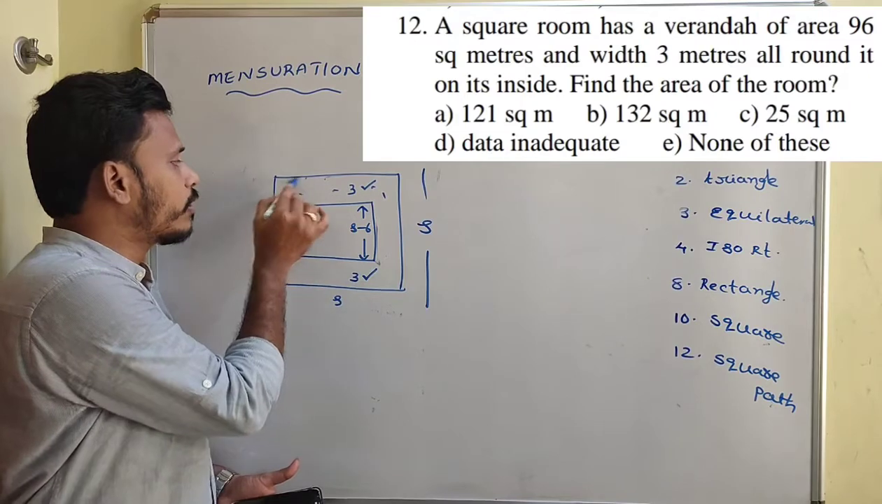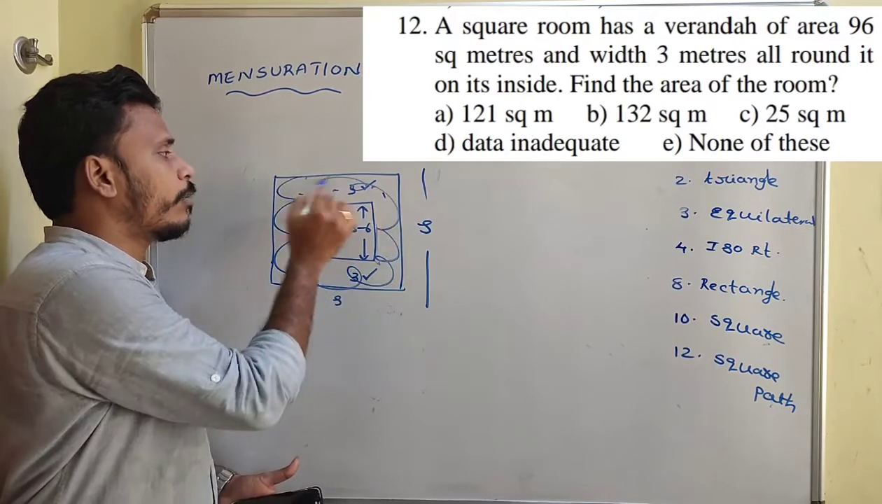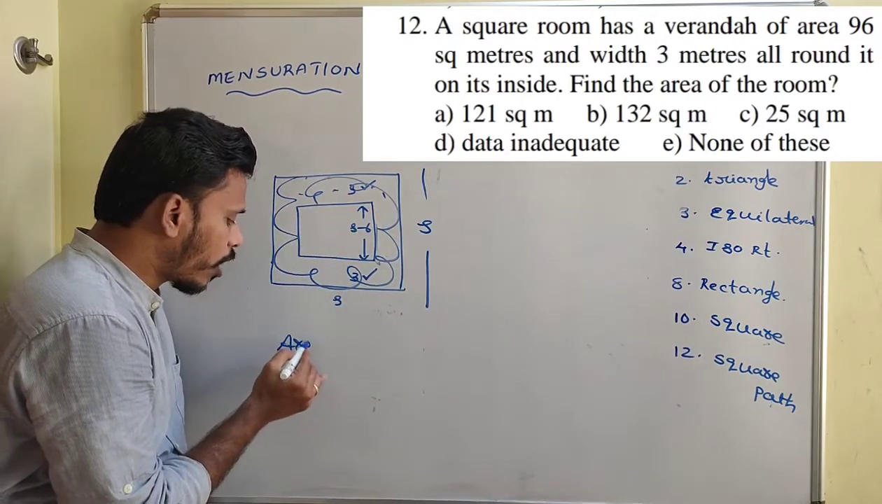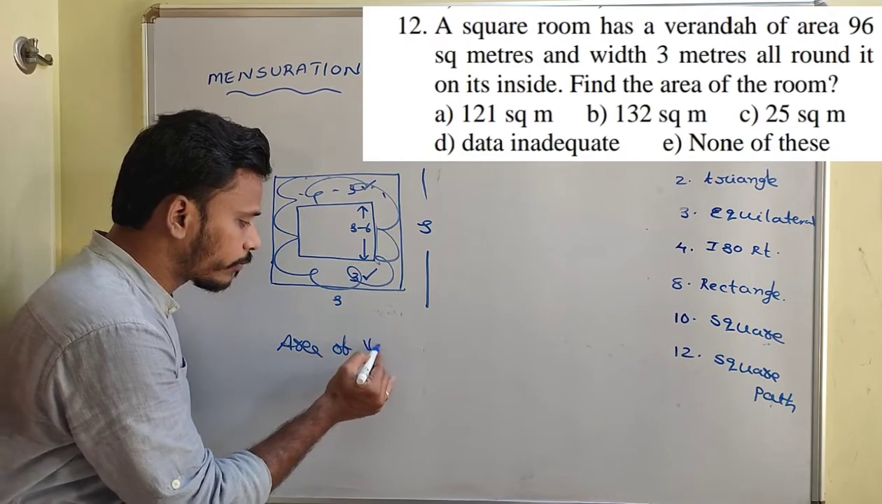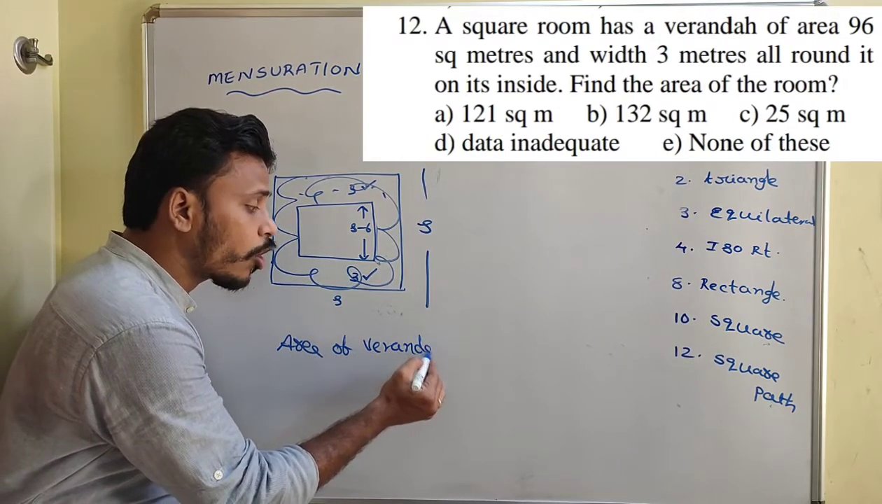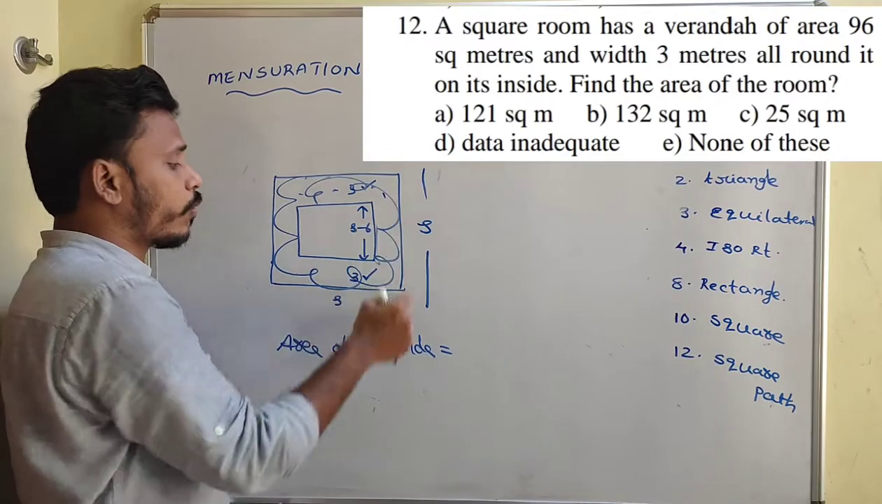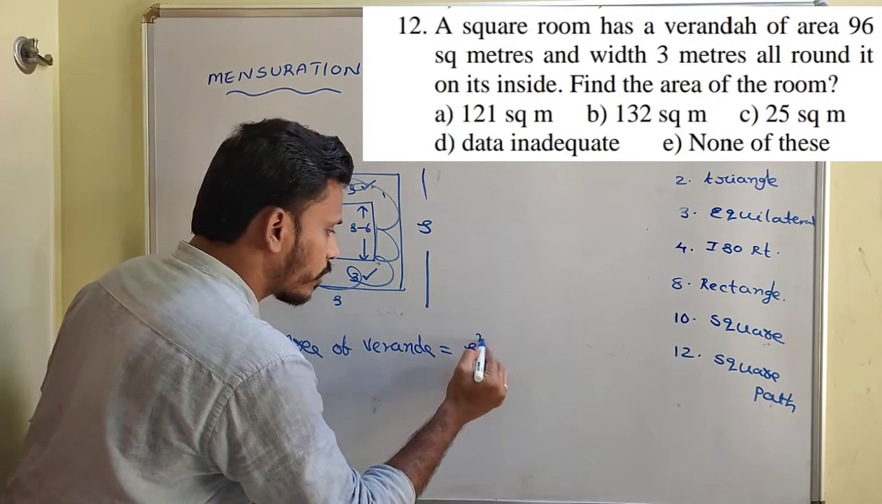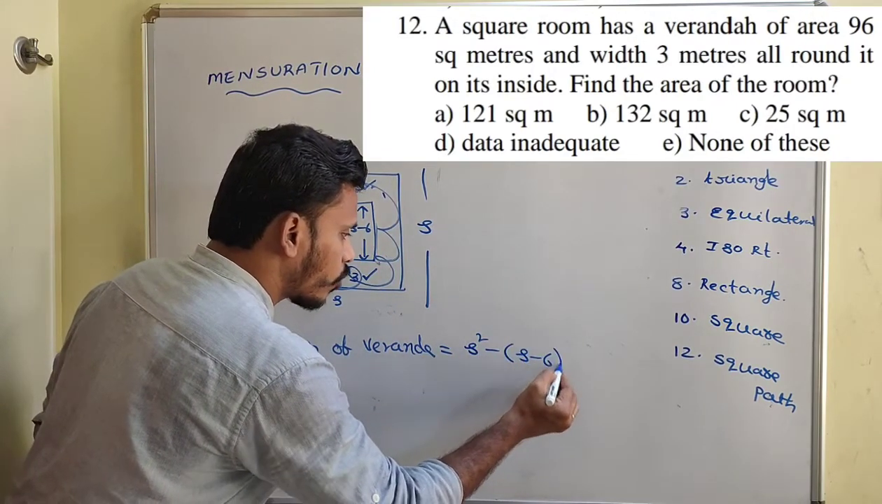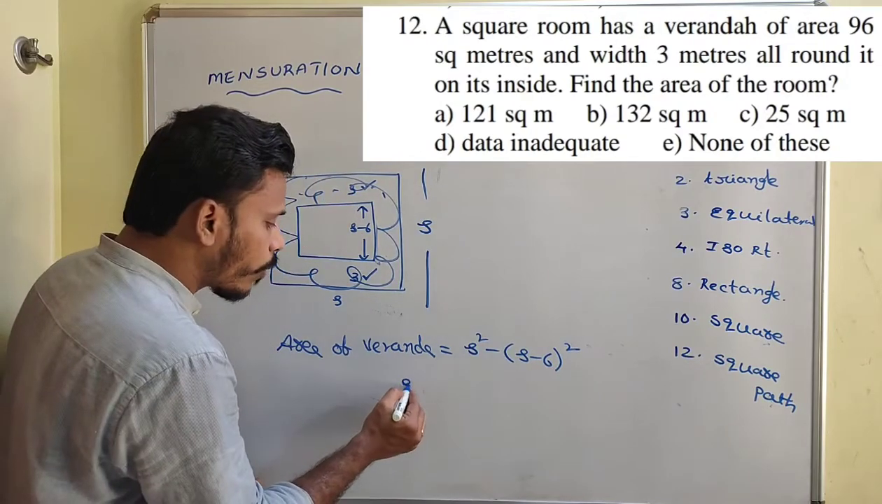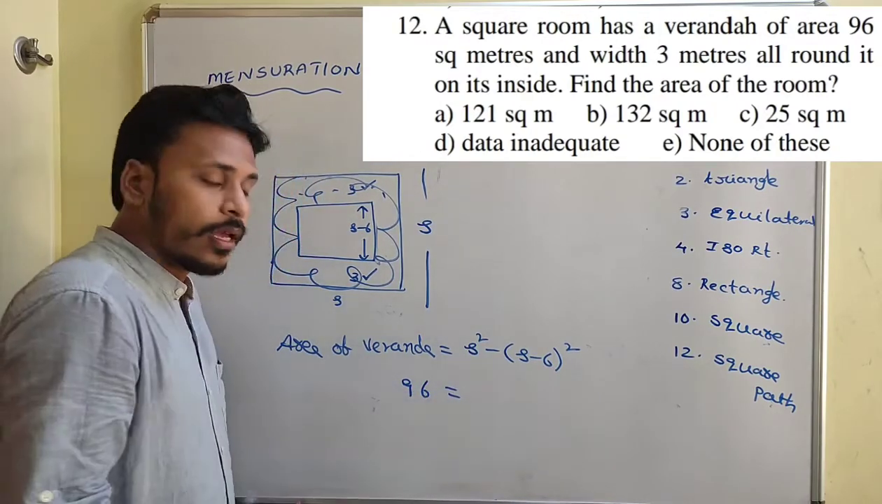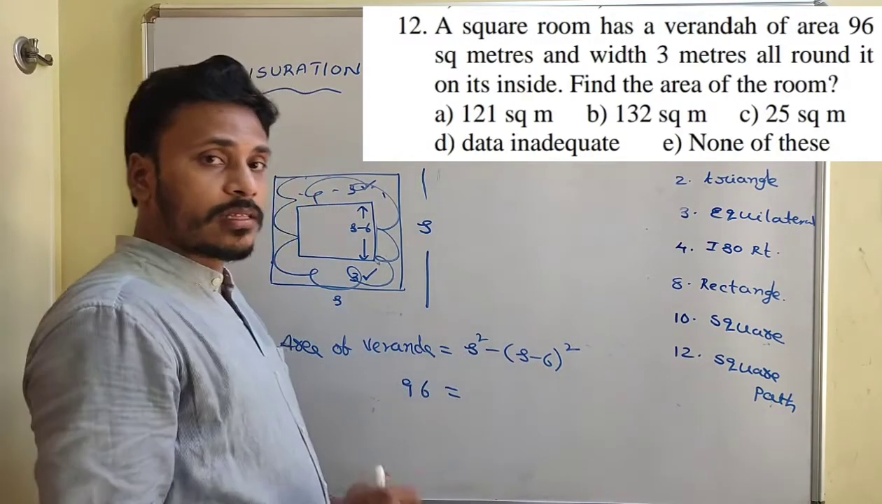So the veranda means this part, okay? Veranda means this part. So the area of the veranda is equal to the outer square minus the inner square, S square minus (S minus 6) whole square, and this area of the veranda is given as 96. Here, S square minus (S minus 6) whole square.